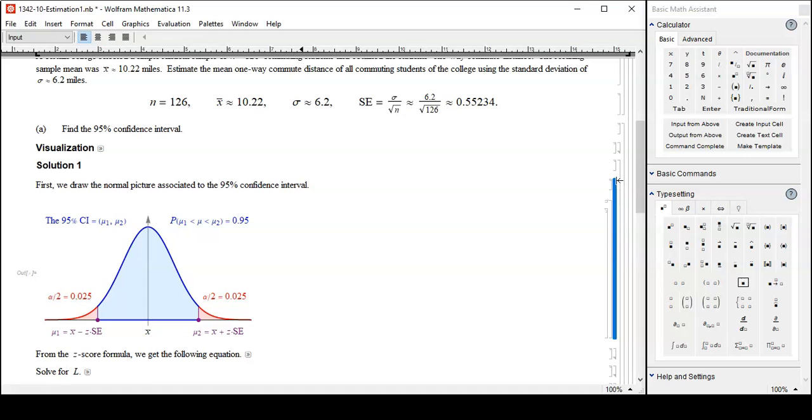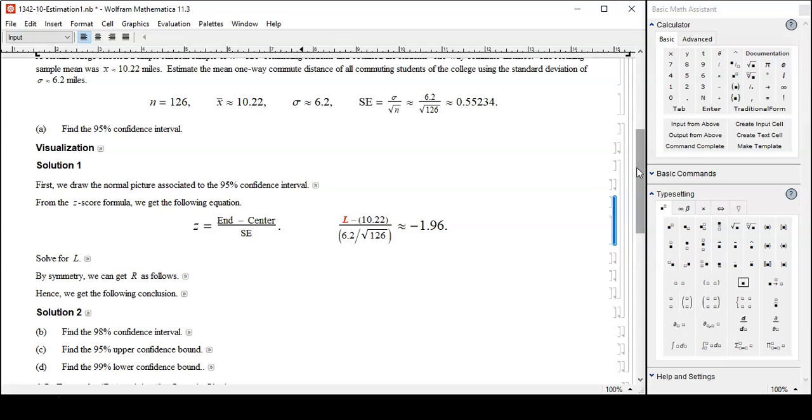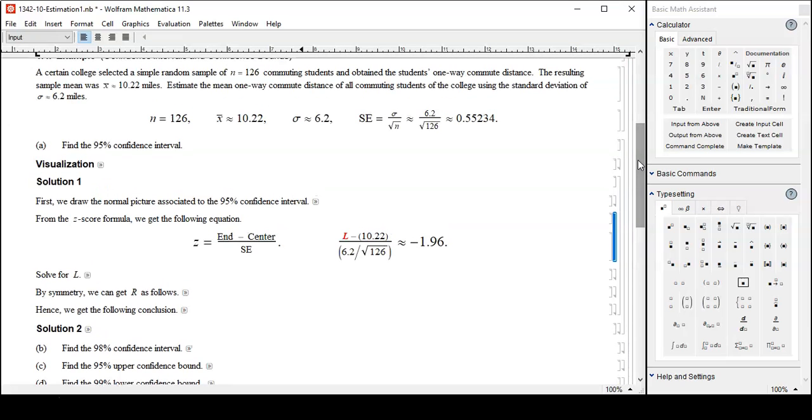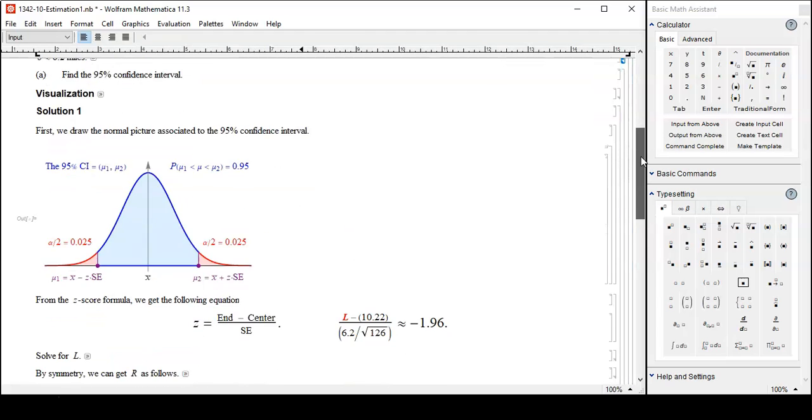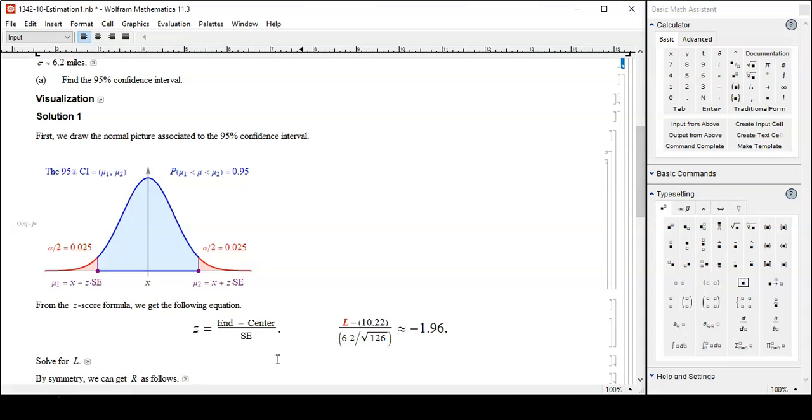Of course, you need a picture. And then let's begin with the z-score formula. Endpoint minus center over SE. That goes with the picture, as a matter of fact. Now, this z-score formula has many, many versions. X minus mu over sigma, which you saw, and then x bar minus mu over sigma over square root of n, x minus x bar over s, mu minus x bar over sigma. There are too many, impossible to track them all.